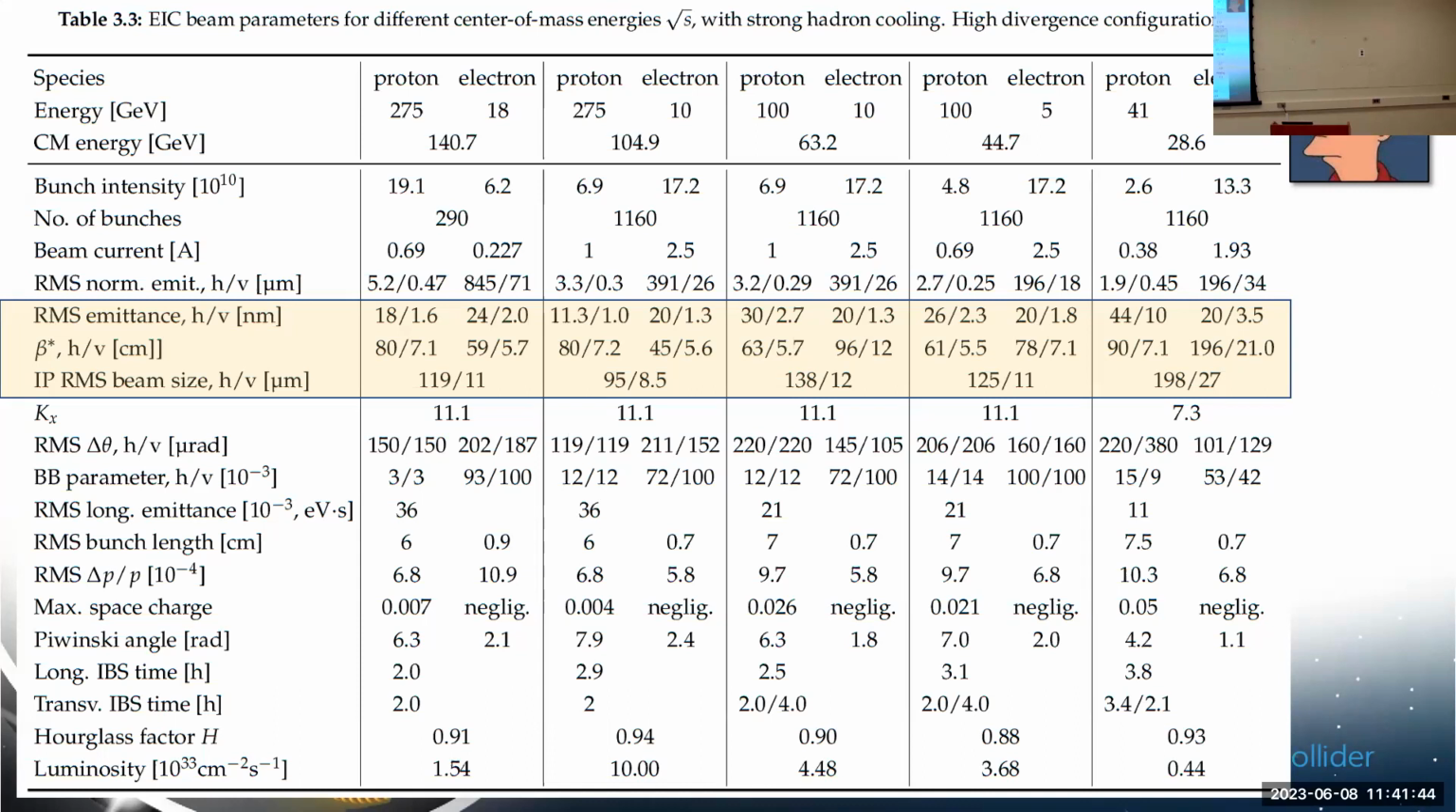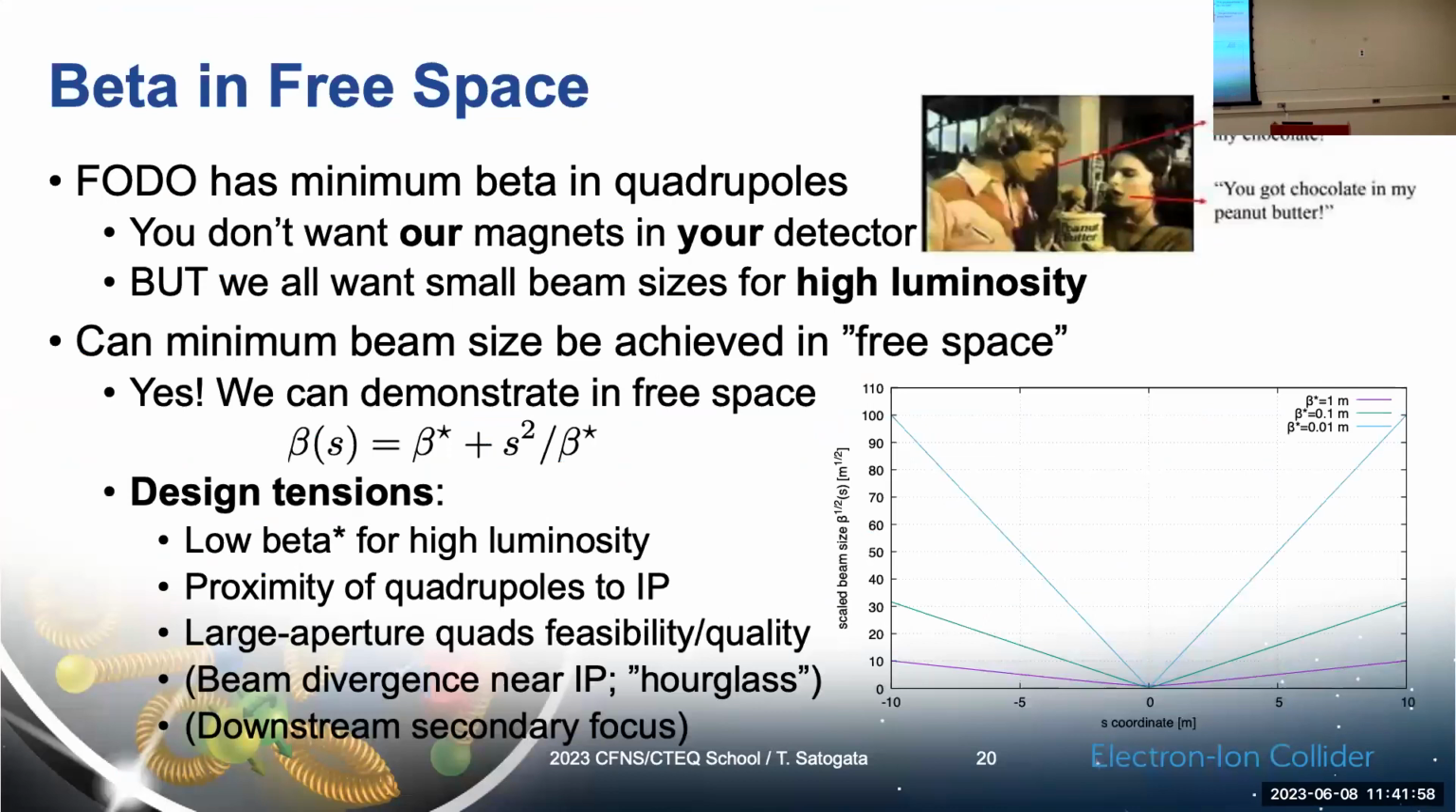But now you can see roughly what the scales are for all of these parameters, both the beta stars, how much we have to focus down the beams, and these emittances, how big these beams are intrinsically. And there are good reasons why we can't make those beams that much smaller. So I got a few more minutes and I got like 5 or 10 more slides, we'll see.